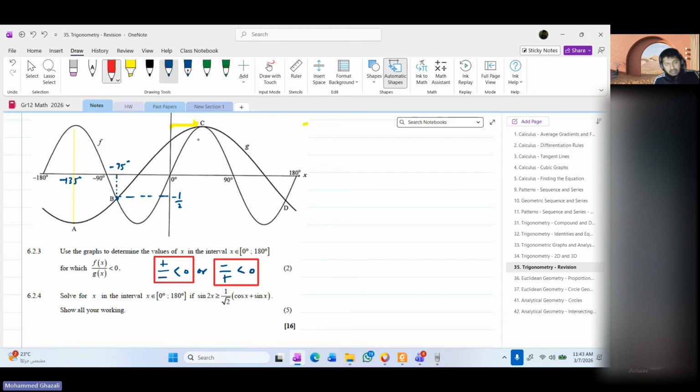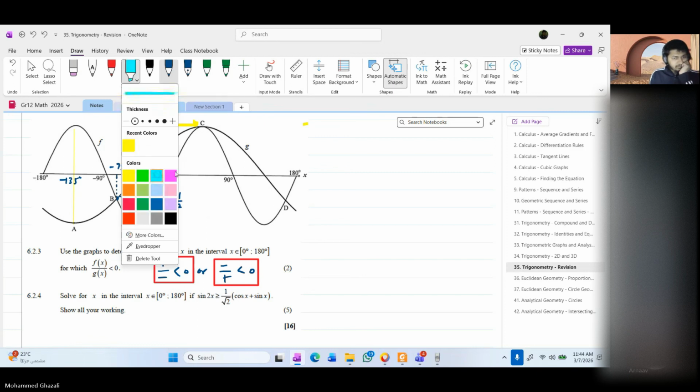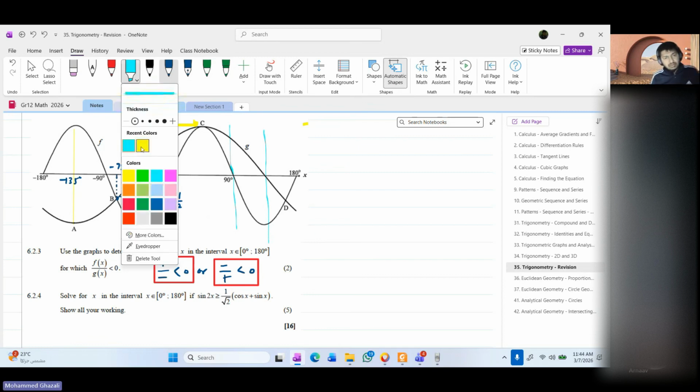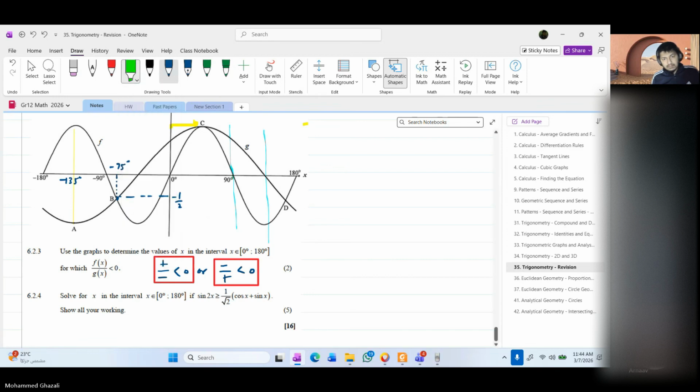So let's see over here. 0 to 180, all right? One must be above, one must be below. Look between these points, that point there and that point over here, right? So this piece over here is below, and this piece over here is above. That's what we want, above and below, okay?